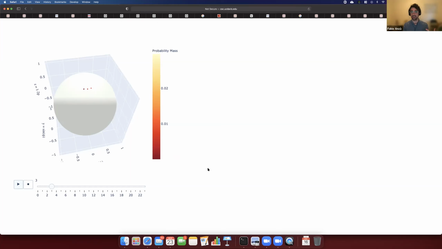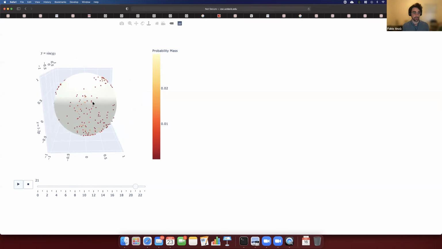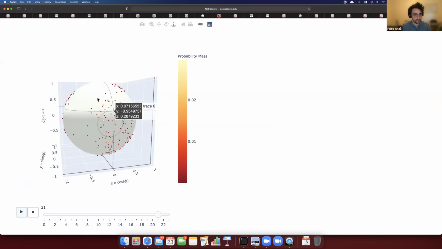And again, as you can see, this process continues, right? It just keeps going until you don't see the clusters anymore. And the color of the point that you see, maybe you can see that there is one a bit brighter and the other ones are more red. The color is the probability mass, which means that it's the value of y alpha.